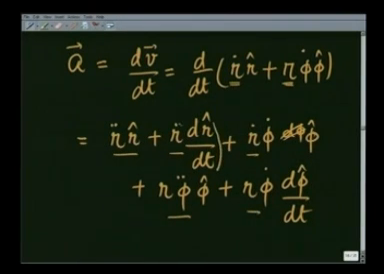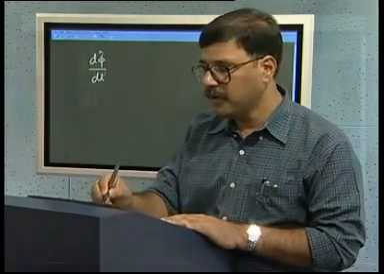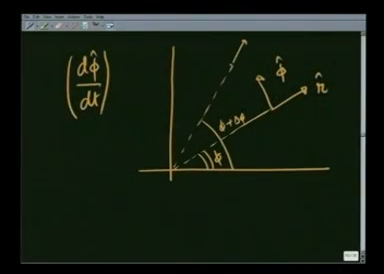dr dt I have already calculated. The new term now is d phi dt, and this is what I am going to calculate next. Collect all the terms and see what the expression for acceleration looks like. To get d phi by dt, I will first again look at it geometrically and then derive it from the definition. If you look at it geometrically, this was my r unit vector and this is the phi unit vector. When I move to a new position, this was phi, this is phi plus delta phi. Both unit vectors have also moved from their original direction by angle delta phi.